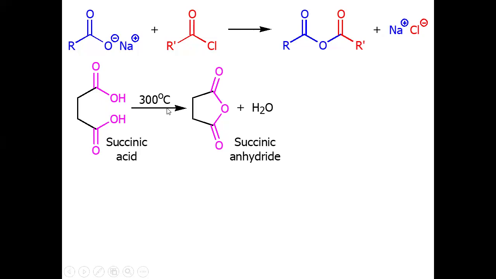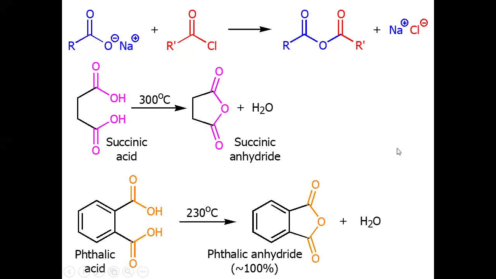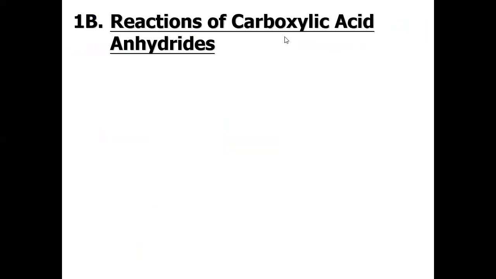When heated at a high temperature like 300 degrees Celsius, dehydration takes place to ultimately afford the cyclic anhydride. The specific name of this molecule is succinic anhydride. Another example is phthalic acid, which is again a dicarboxylic acid compound. When heated at 230 degrees Celsius, we can afford phthalic anhydride in 100% yield, along with a water molecule which is dehydrated. So these are some common methods by which the acid anhydride could be synthesized.